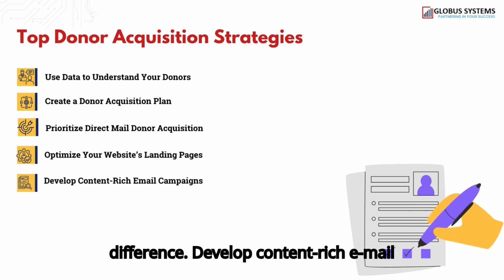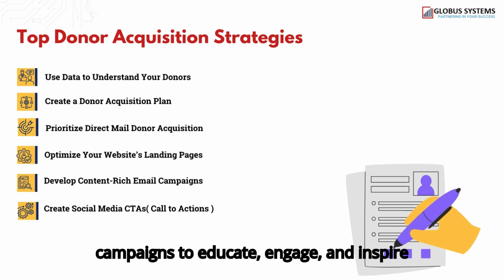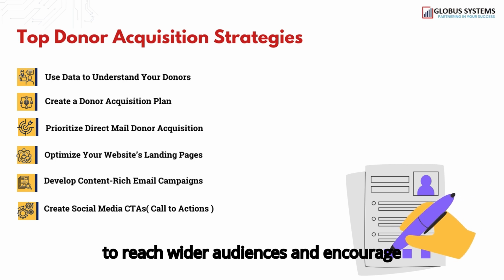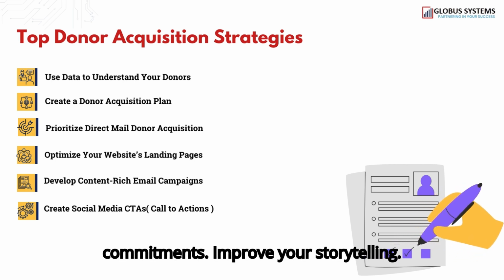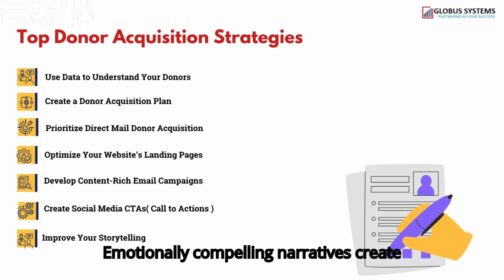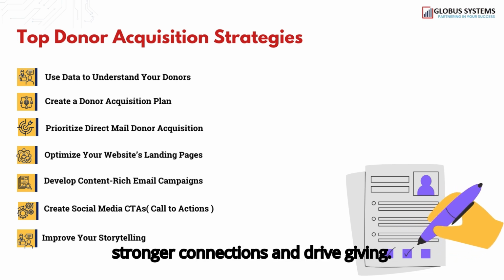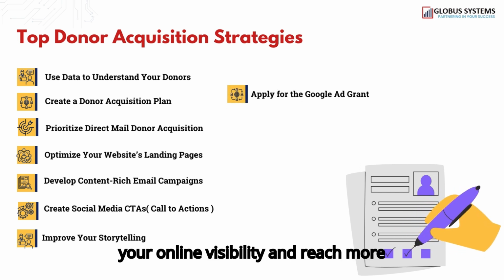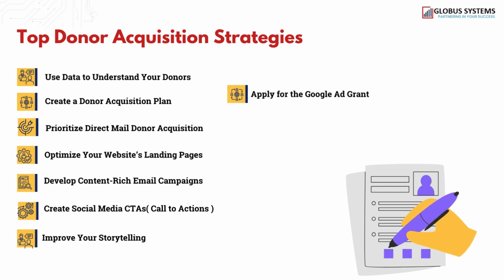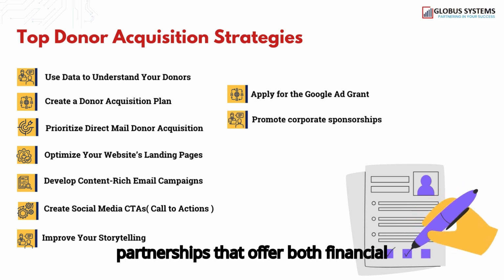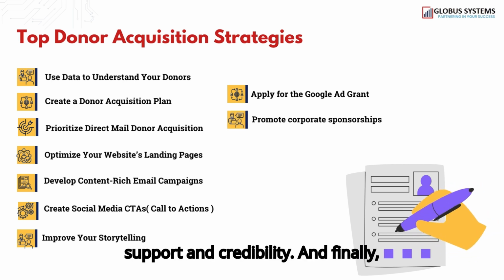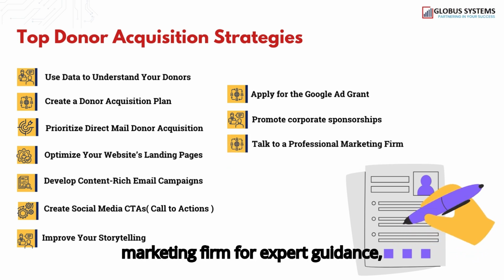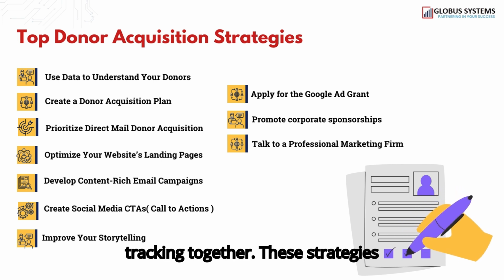Develop content-rich email campaigns to educate, engage, and inspire action. Use social media call to actions to reach wider audiences and encourage micro-engagements that lead to larger commitments. Improve your storytelling. Emotionally compelling narratives create stronger connections and drive giving. Apply for the Google Ad Grant to boost your online visibility and reach more supporters through free advertising. Promote corporate sponsorships to build partnerships that offer both financial support and credibility. And finally, don't hesitate to consult a professional marketing firm for expert guidance, creative strategy, and performance tracking.